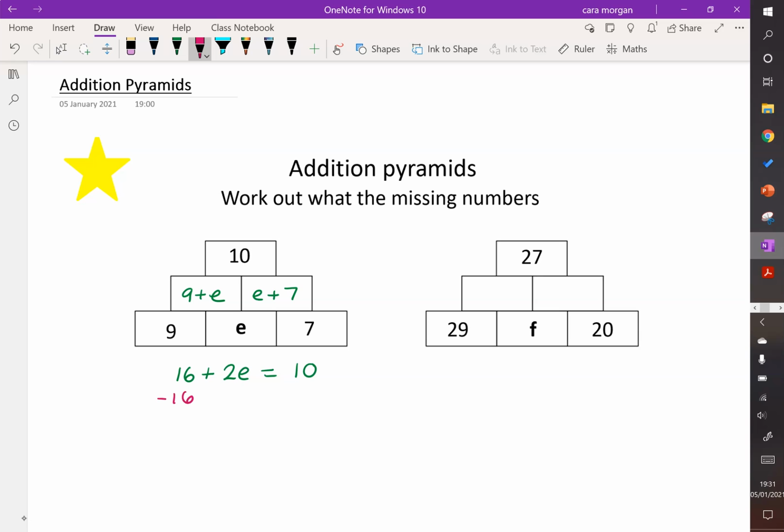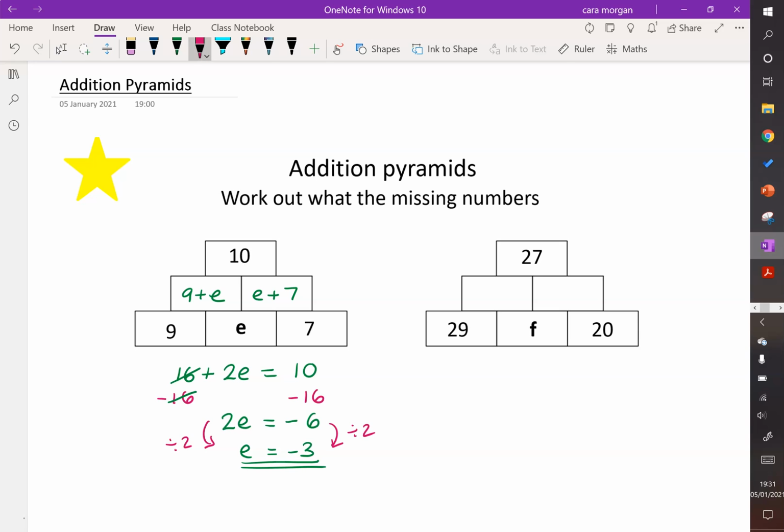I'm going to subtract 16 from both sides. And if I do that, I'm going to have to do it in the right order. I've got to do 10 subtract 16 that way round. And I'm going to get negative 6. I'm going to divide both sides by 2. And I'm going to get 1E is negative 3.